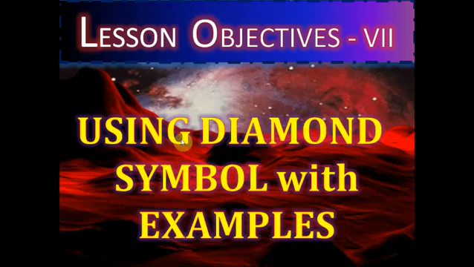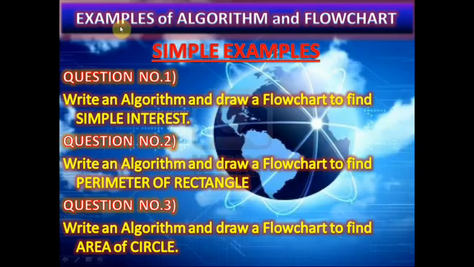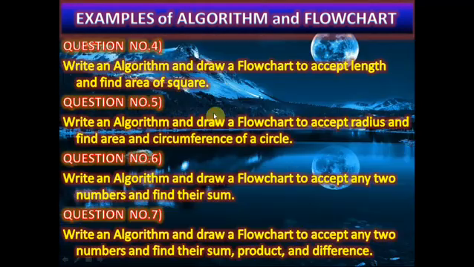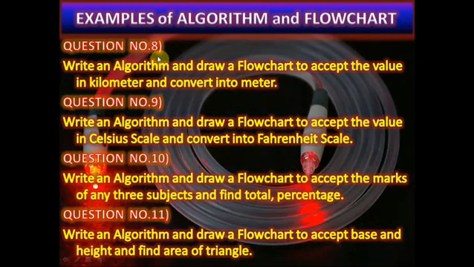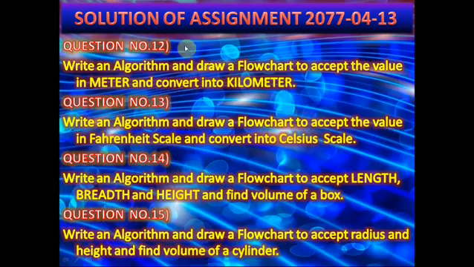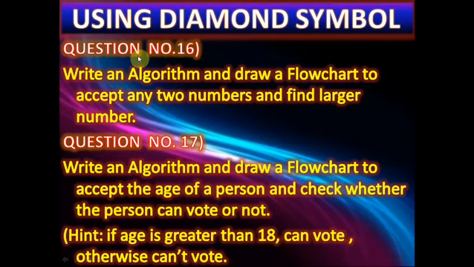In this part you will learn how to use the diamond symbol, how to make a decision in an algorithm, and how to convert that decision making step into a diamond symbol in a flowchart. First of all, I want to show you the questions from the beginning, how many algorithms and flowcharts you have already studied in the earlier classes. These are questions 4, 5, 6, 7, then questions 8, 9, 10, 11 and the assignment question. Next, you can see using diamond symbol, and today you will learn how to use the diamond symbol, and how to write the algorithm and the flowchart with an example.